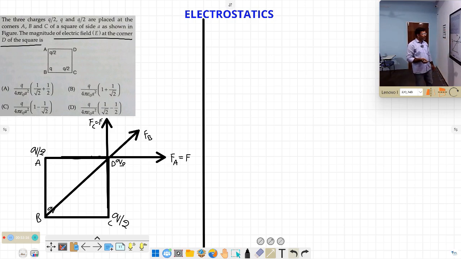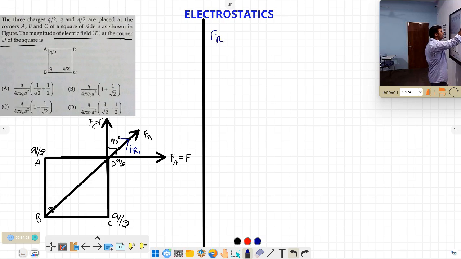So when both are equal, the two forces are perpendicular to each other, with 90 degrees separation. According to the parallelogram law of vector addition, I can find the direction of the resultant. The resultant of these two will be in this direction. So this resultant I am writing as FR1. What is FR1? FR1 is the resultant of FA and FC.